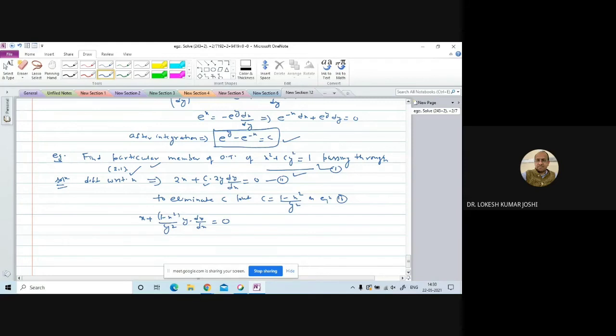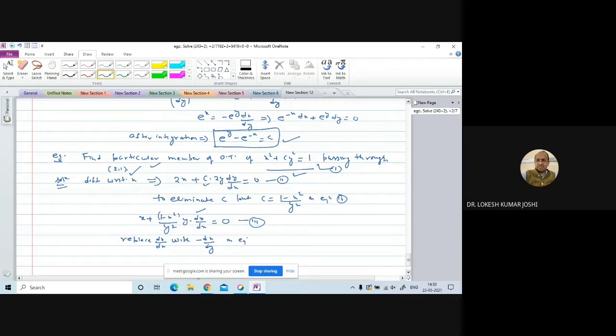Now, step 2 is to replace this dy/dx with minus dx/dy. You know why we replace it? Because dy/dx is the slope of this curve, and both curves are perpendicular to each other. Therefore, their product of slopes will be minus 1. If the slope of the first curve is dy/dx, then definitely the slope of the second curve will be minus dx/dy. Therefore, replace dy/dx with minus dx/dy. Say this is equation number 3.